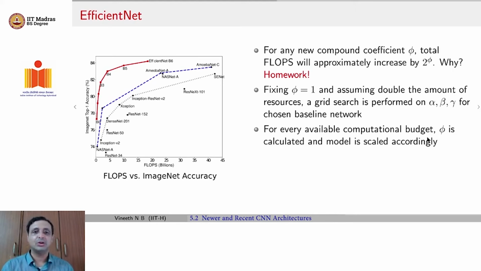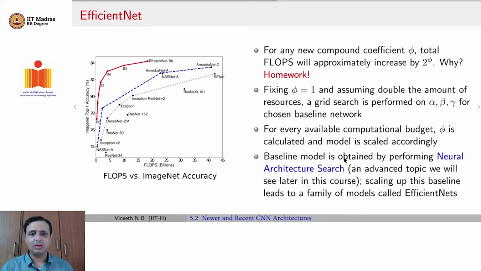And using this, you will get a family of models where each model has scaled depth, scaled width, and scaled input resolution. And with this, they show that they can outperform mobile nets and achieve significantly high accuracy even under resource constraints.